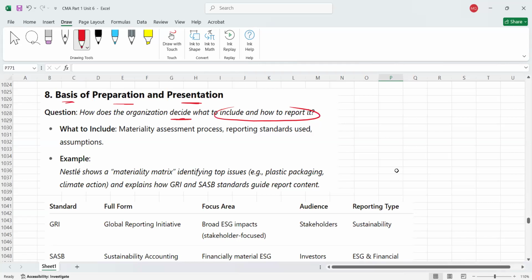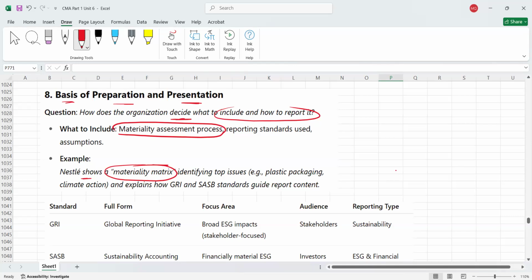In this section the organization will include information about the materiality assessment process. Here the organization will explain how they have decided that this information is important and must be included in the integrated report. For example, Nestle shows a materiality matrix, kind of a matrix or table. Through that table they define which information should be part of integrated reporting. That is called the materiality matrix.